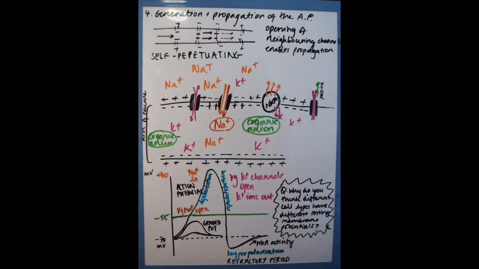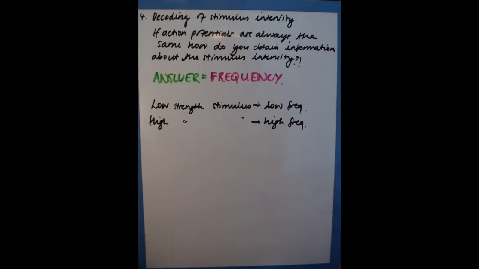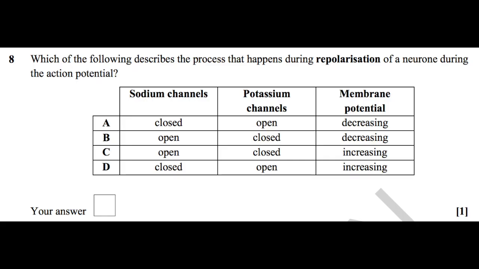Going back to the action potential, there's one last thing to note, and that is the sodium-potassium pump activity returns the hyperpolarized membrane potential back to resting. The last thing to discuss is, how do we actually obtain information about the stimulus intensity when action potentials are always the same? I.e., they have the same magnitude and speed because they are an all or nothing response. The answer is frequency. So a low strength stimulus will trigger a low frequency of action potentials, whereas a high strength stimulus will trigger high frequency of action potentials.